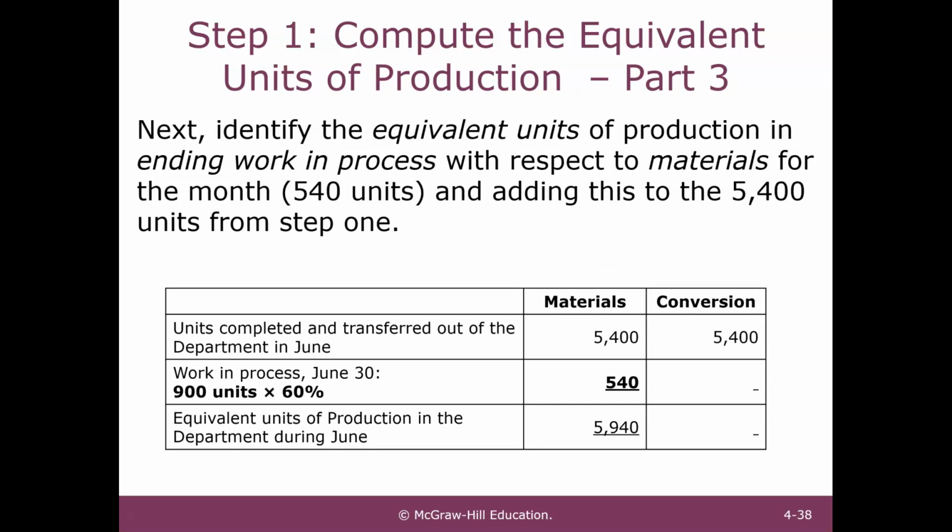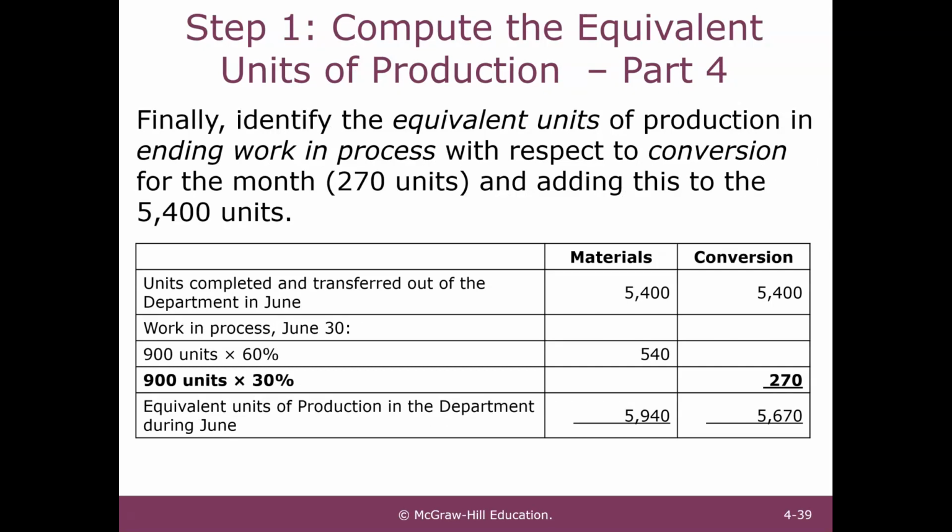But the 900 units at the end of the month were 60% complete for materials. That's 540 units. Add the completed units transferred plus the work in process at the end of the month, 540. You have total in the month of June equivalent units of production of 5,940 with respect to materials.